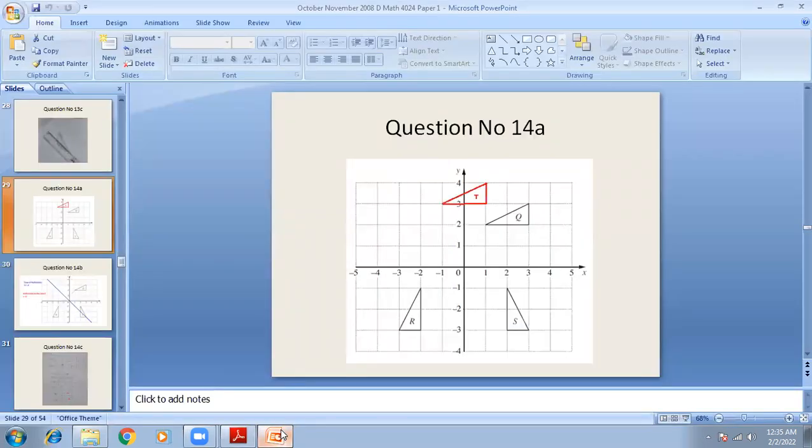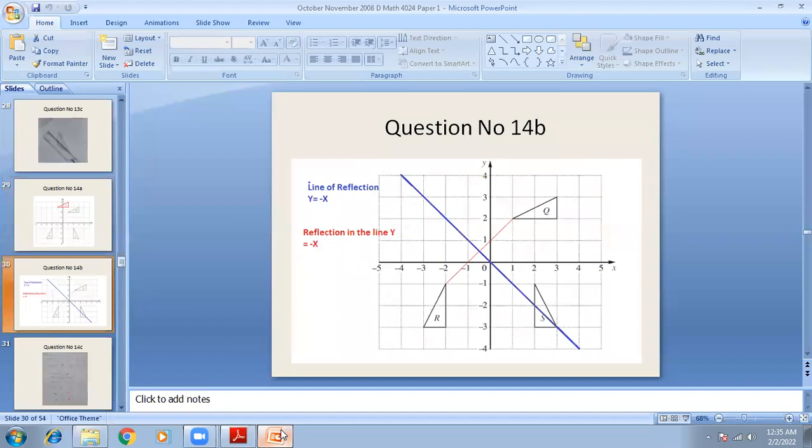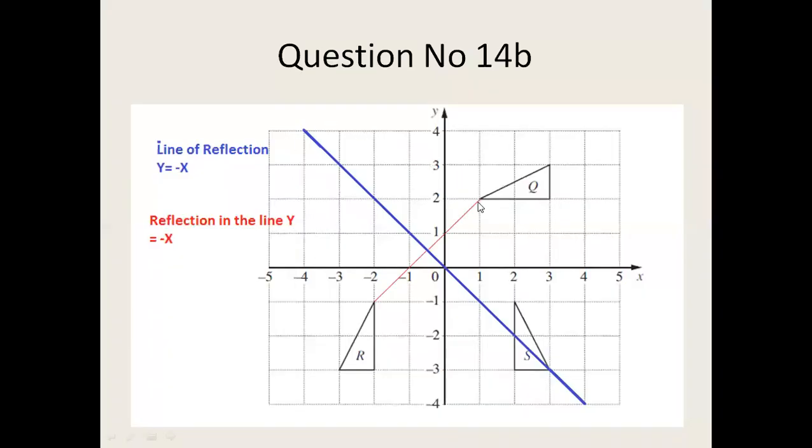I've done this on a paper. So here you can see I have drawn it. I've joined the points, then I've drawn the perpendicular bisector. This blue line is the perpendicular bisector, and that is the line of reflection. And it's a very famous line.